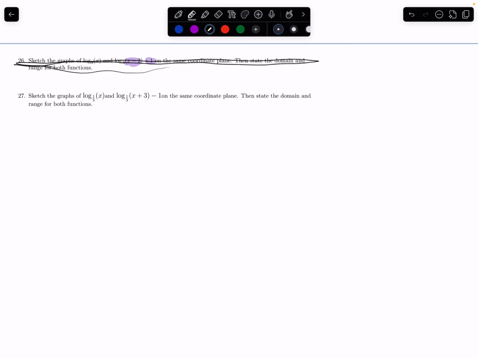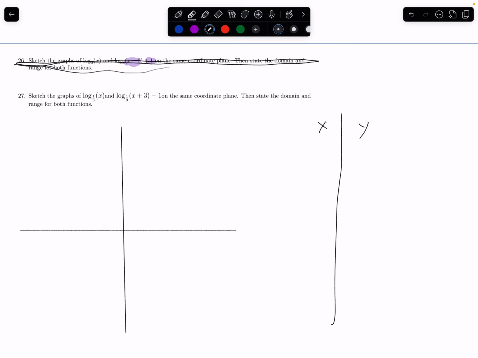So let's start the same way as last time. First of all, let's prepare our coordinate plane here, and then let's make our xy table. y is equal to log base 1/3 of x. But remember, let's remind ourselves, what does this mean? This means 1/3 to the y is equal to x.